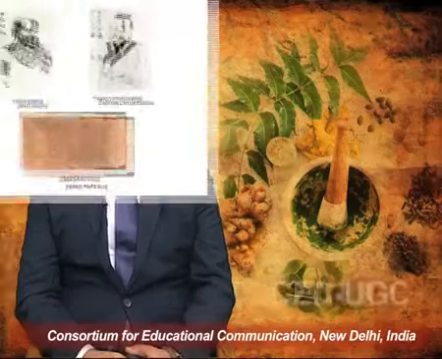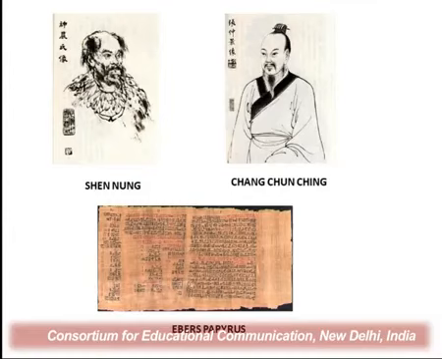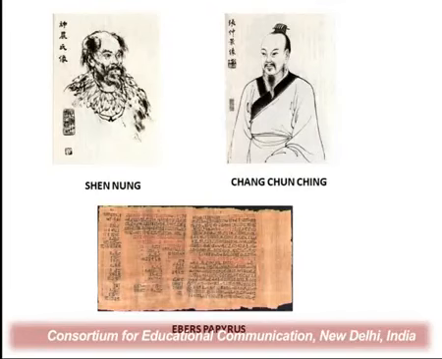In this slide, you can clearly see the picture of Shen Nung and Chang Chung Ching, who were considered the persons who laid the foundation of the traditional system of medicine. The third image is of Ebers Papyrus, which is an Egyptian document and still existing document.